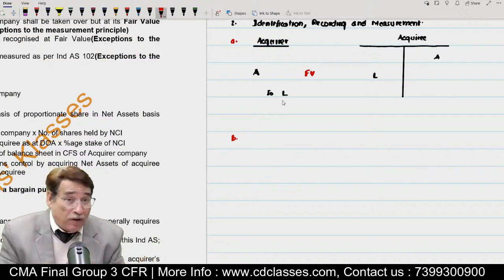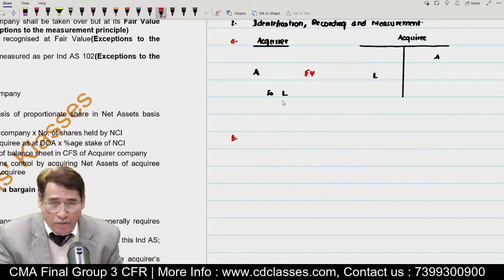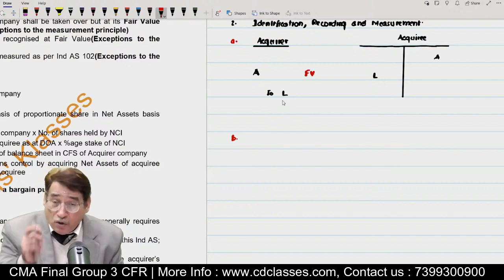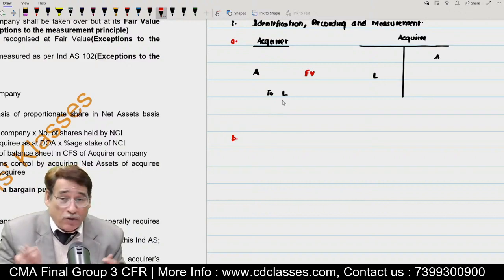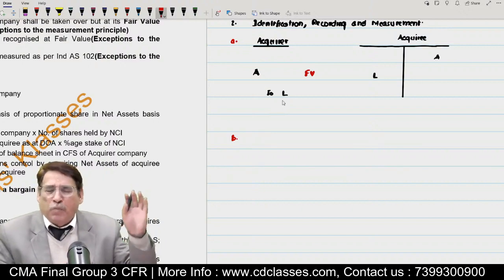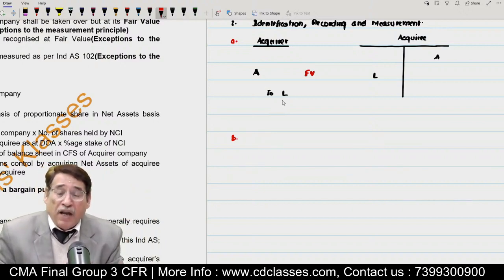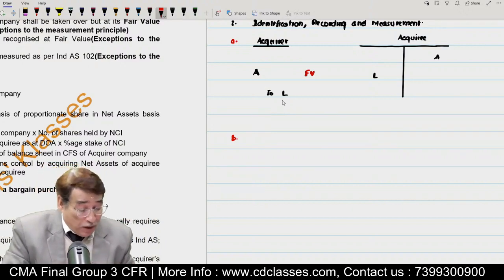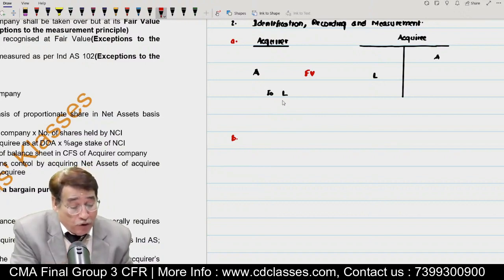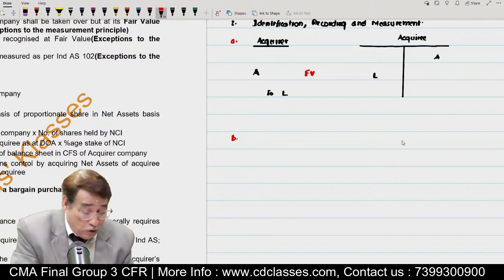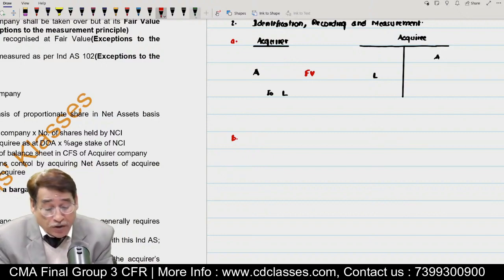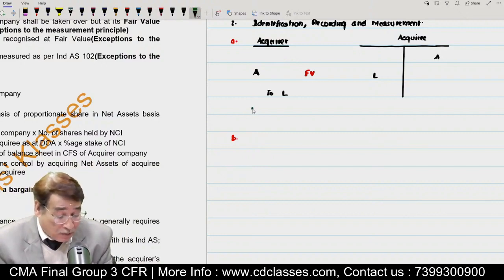However, there may be some exceptions. There may be some exceptions, and you have to take care of those exceptions, because so many among us tend to neglect this particular point, and then only the problem we face. The general principle is that we have to record assets and liabilities at fair value. However, now we are moving over to some exceptions. There are some exceptions to this general principle. What are those exceptions?